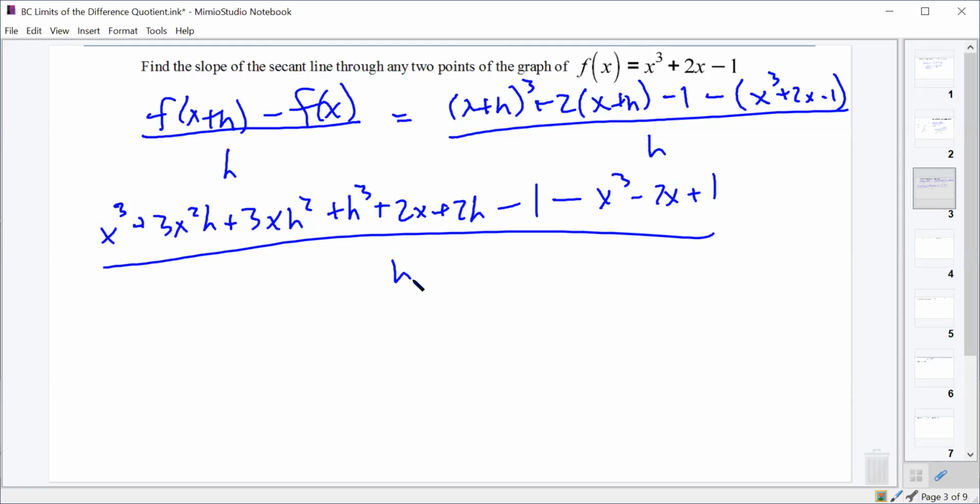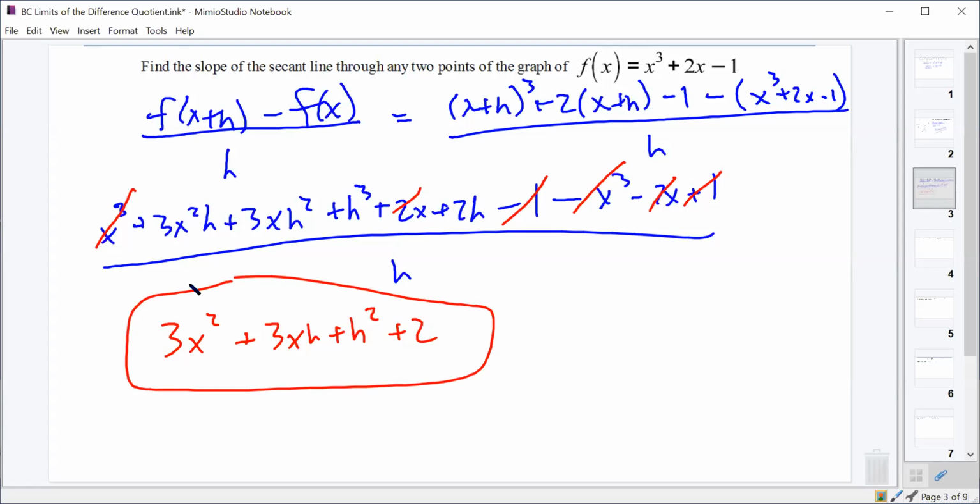And if you remember from last year, hopefully you'll note that all of the terms that don't have an h in them in the numerator should cancel out. So x cubed and a minus x cubed, and 2x minus 1 plus 1. And then we can divide each of these, which have an h, by the h, giving us 3x squared plus 3xh plus h squared plus 2. Right? And that represents the slope of the secant line through any 2 points on the graph, where x is the first point and h is the difference between the first point and the second point.